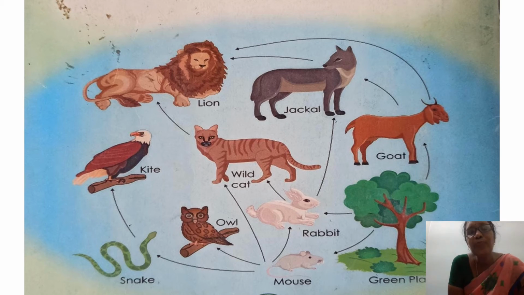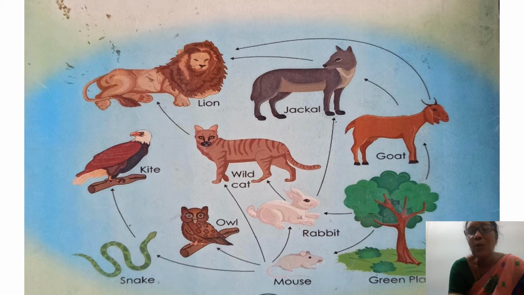Look at this picture. We can see many food chains here. The food chain starts with the plant. One way: who is eating plants? Goat. Who is eating the goat? Jackal. Who is eating the jackal? Lion. This is one food chain. We come here. Plants. Who is eating plants? Rabbit. Who is eating the rabbit? Cat. Who is eating the cat? Lion. This is one food chain.